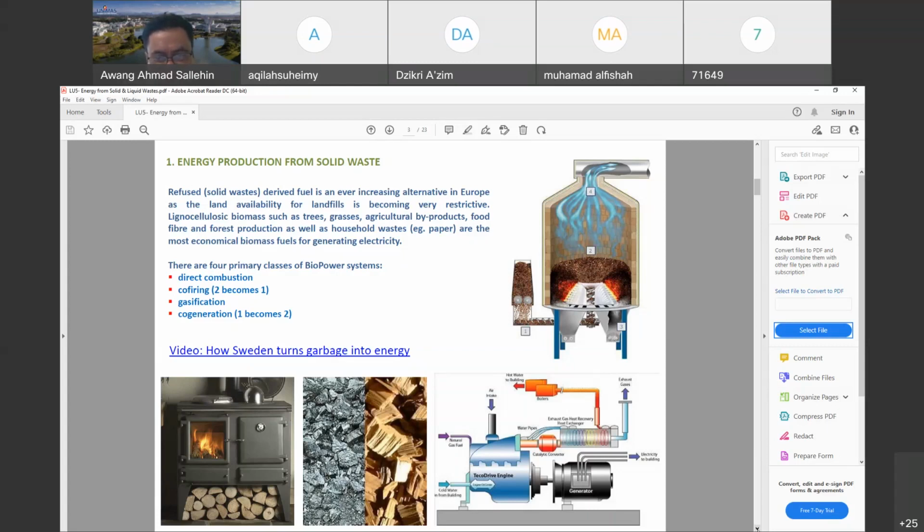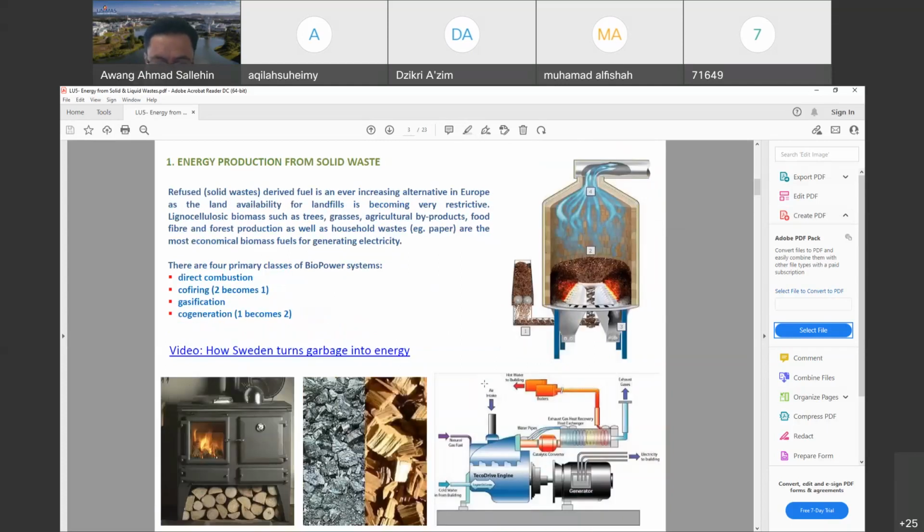How are all these biomass converted to generate electricity? There are four primary classes of biopower system. Number one will be the direct combustion. Number two is co-firing, then gasification, producing gas, and then cogeneration. Maybe you can't really see what I meant.